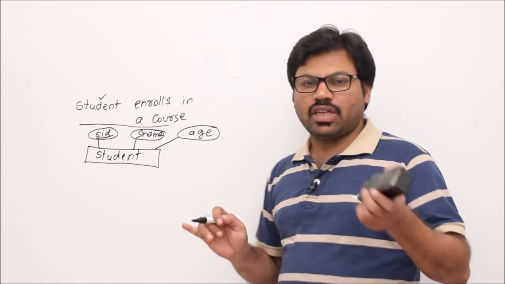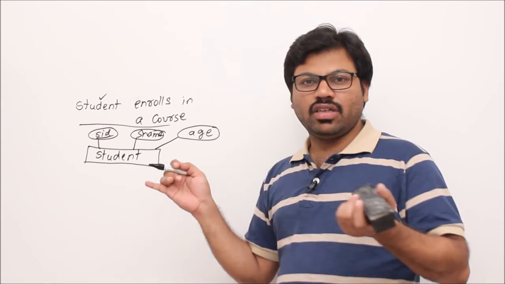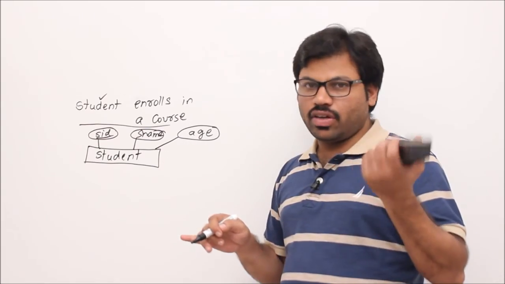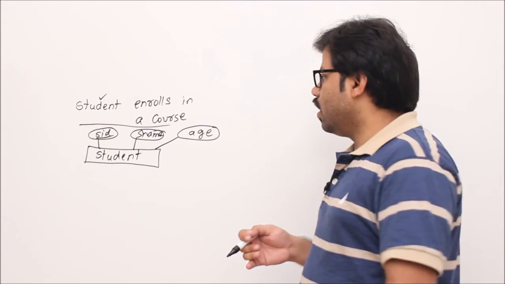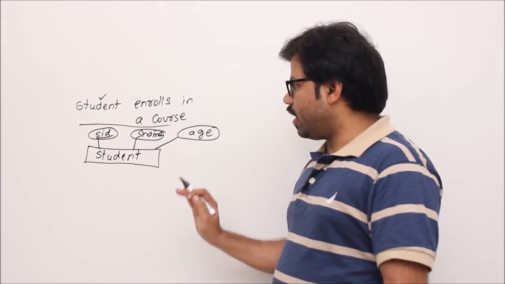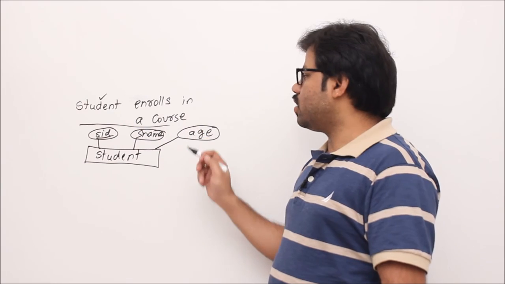Now in the previous picture also I think I did not add date of birth. If I add date of birth, then only this age will become a derived attribute, just remember it. Now, this is about one entity called student. Now student enrolls in a course.